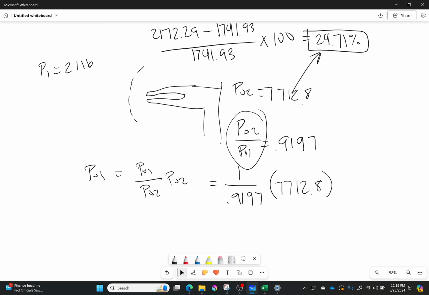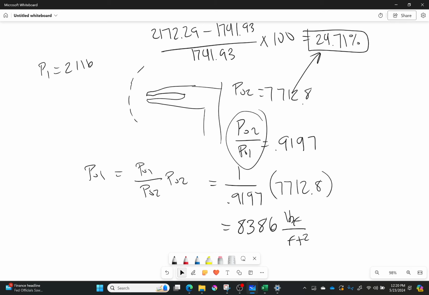So let me plug that in my calculator. I don't actually have this one written down. This is just a fun little side problem here for us. So let's do this thing. You can see that it's going to be higher. 7712.8 divided by 0.9197. So I get a stagnation pressure before the shock wave of 8,386, which makes sense because our stagnation pressure is supposed to drop after a shock wave because of the entropy. Okay, and that's pound force per foot squared.